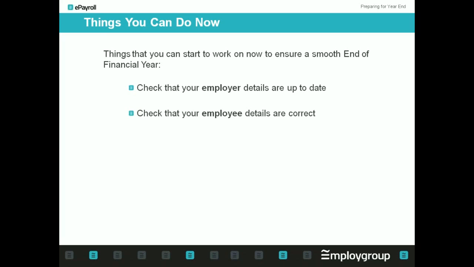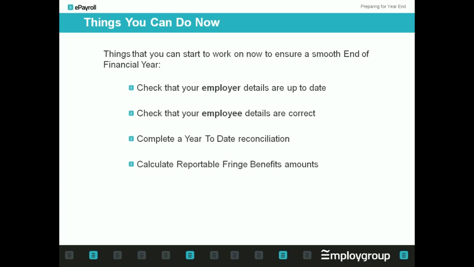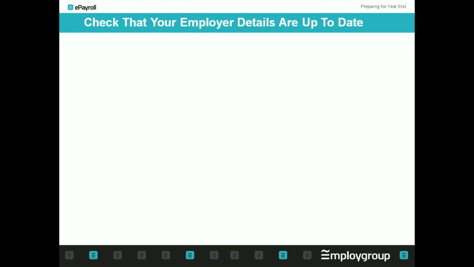You also want to check that your employee details are correct, so names, addresses, date of births, tax file numbers. You need to make sure that they are all correct. You should also complete a year-to-date reconciliation to make sure that the numbers in the payroll system match what's been paid. Usually you would check that against your general ledger. Calculate any reportable fringe benefits amounts if you haven't already.